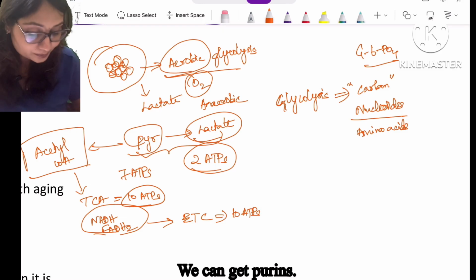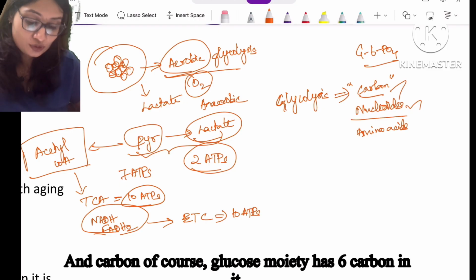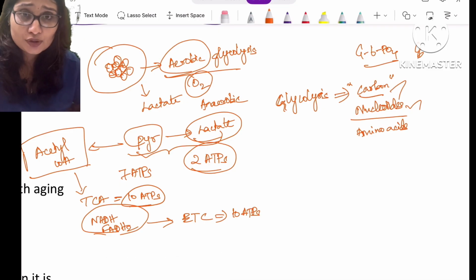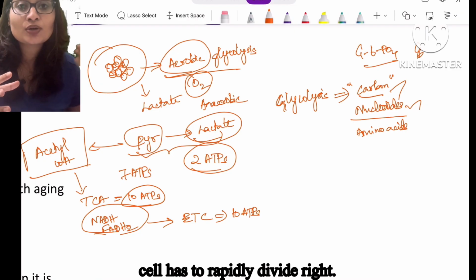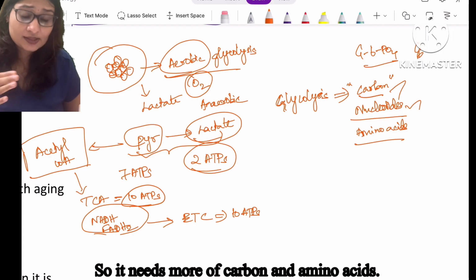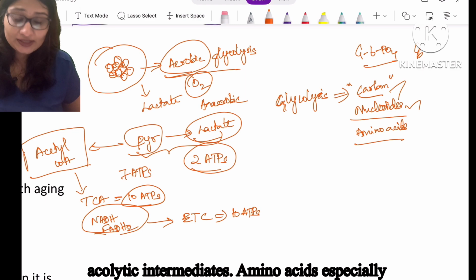We can get purines, so that way we can get nucleotides. And carbon, of course, the glucose moiety has 6 carbon in it, so all the carbon backbones, because a tumor cell has to rapidly divide, right? So it needs more carbon and amino acids. So all these things are derived from glycolytic intermediates.